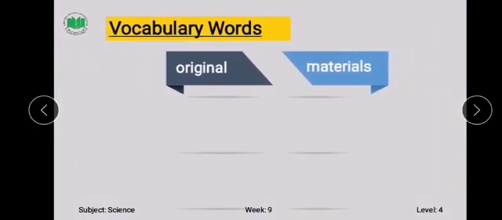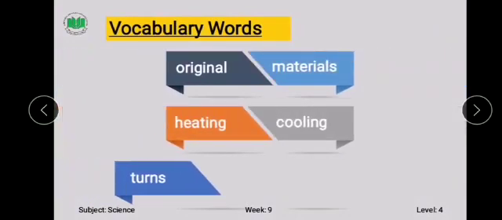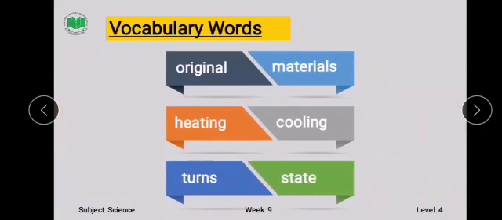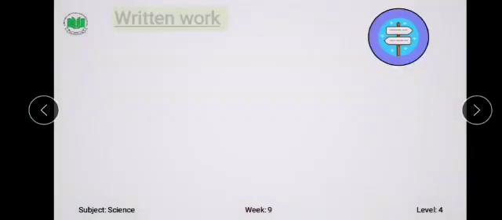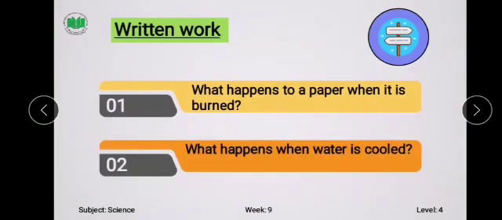Students, coming towards vocabulary words, as I have already told you, you are going to attempt these words on loose sheets, and you are going to write the meaning of these words taken from the dictionary. The first word is original. The second word, materials. Heating, cooling, turns, and state.